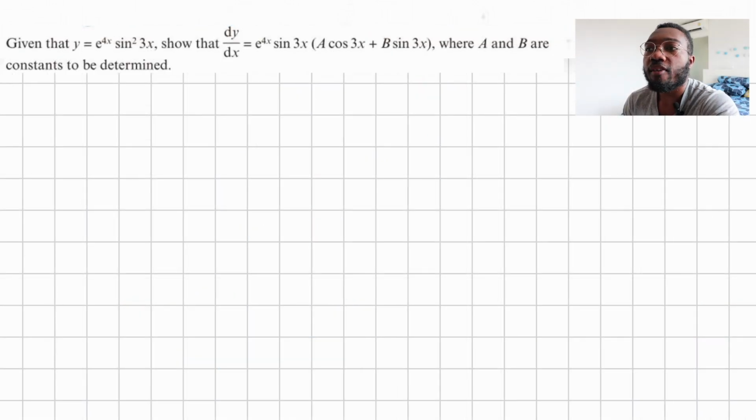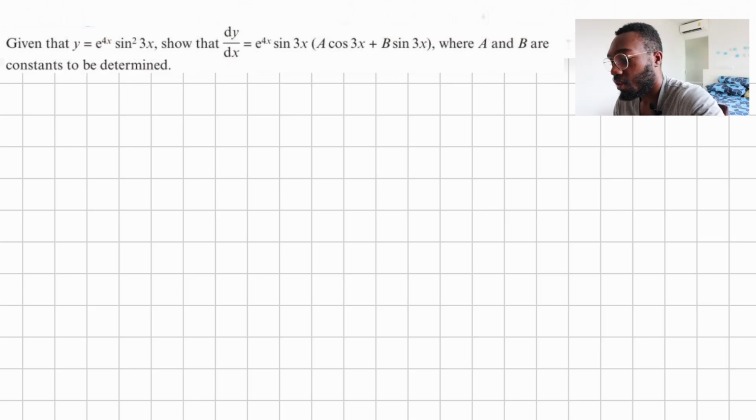So for this question, we have y is equal to e to the power 4x sine squared 3x, and we need to show that dy over dx equals e to the power 4x sine 3x, where we have in brackets a cos 3x plus b sine 3x, and a and b are constants to be found, okay? So again, we can differentiate this using the product rule.